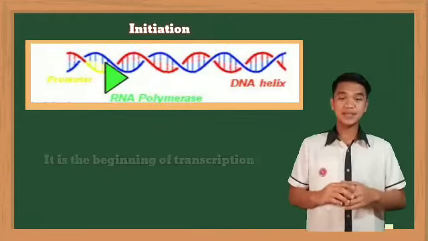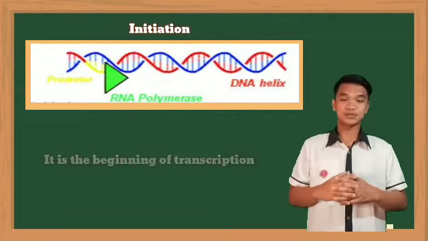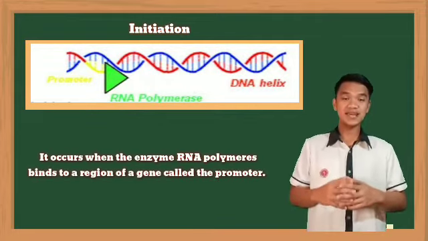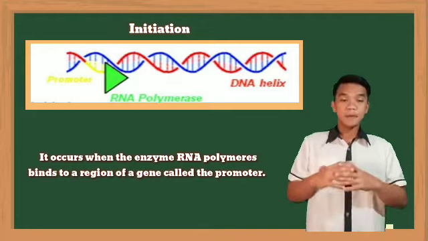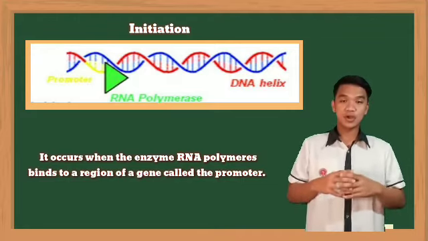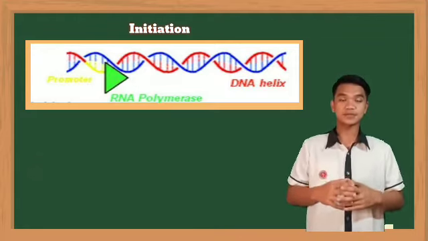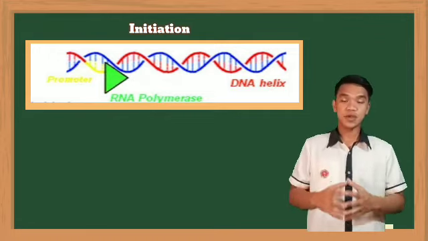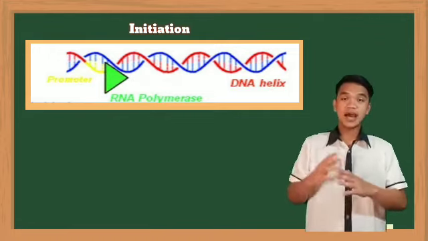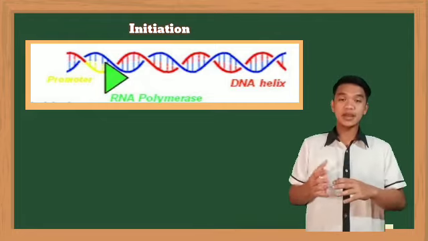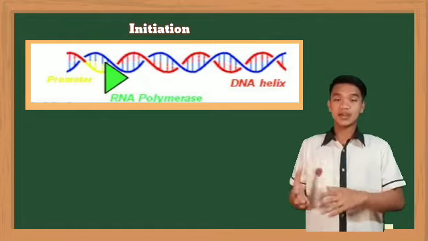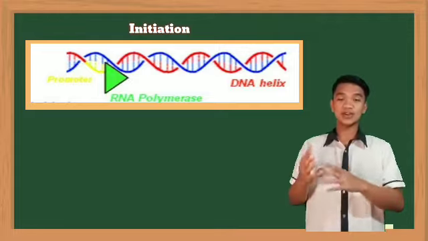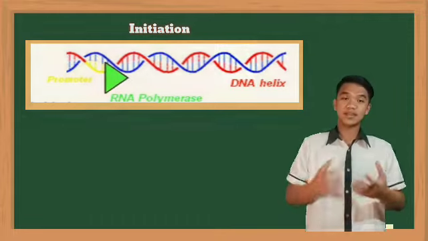First, we have the initiation. It is the beginning of a transcription. It occurs when the enzyme RNA polymerase binds to a region of a gene called the promoter. Each gene has its own promoter. Once bound, the RNA polymerase separates the DNA strand, providing the single-stranded template needed for transcription.